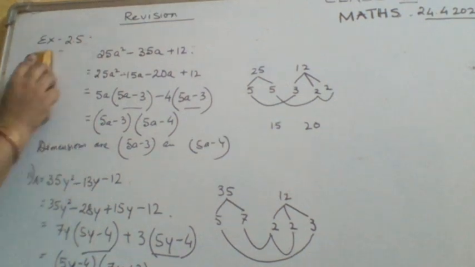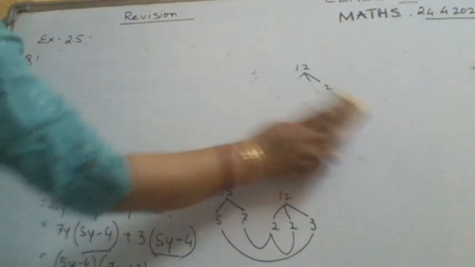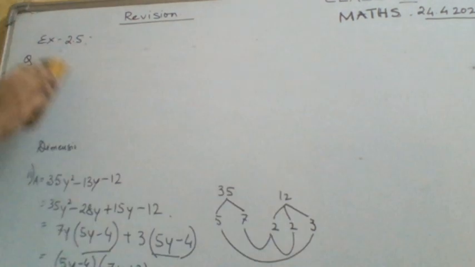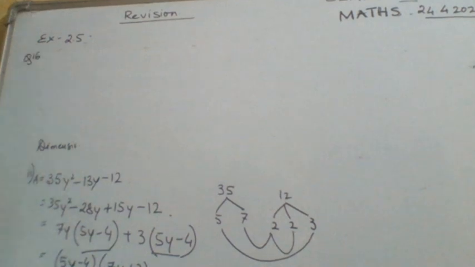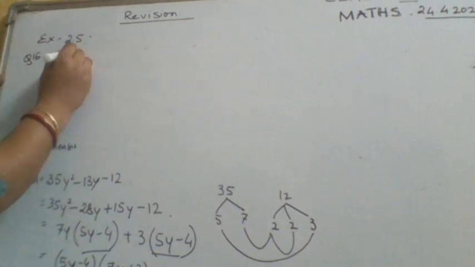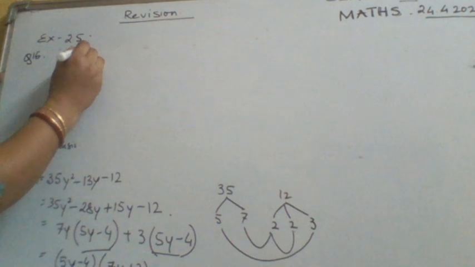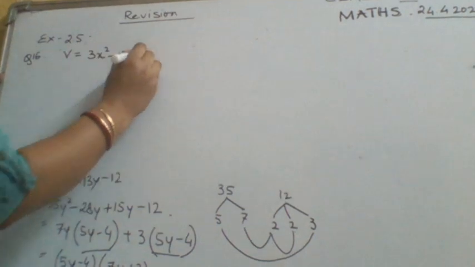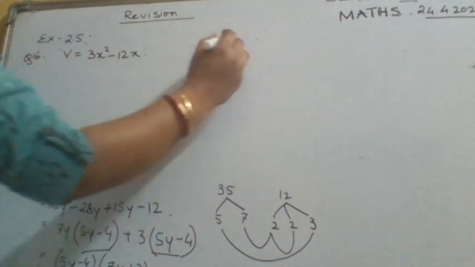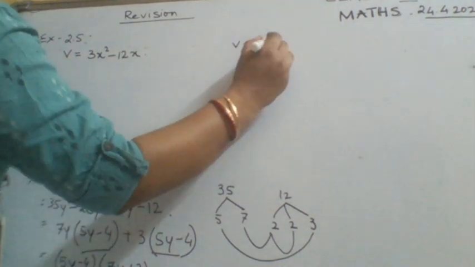Now question number 16. Question number 16 is almost the same. What are the possible expressions for the dimensions of a cuboid whose volume is given below? So volume is given to you as 3x square minus 12x. Okay, so volume is equal to length into breadth into height.